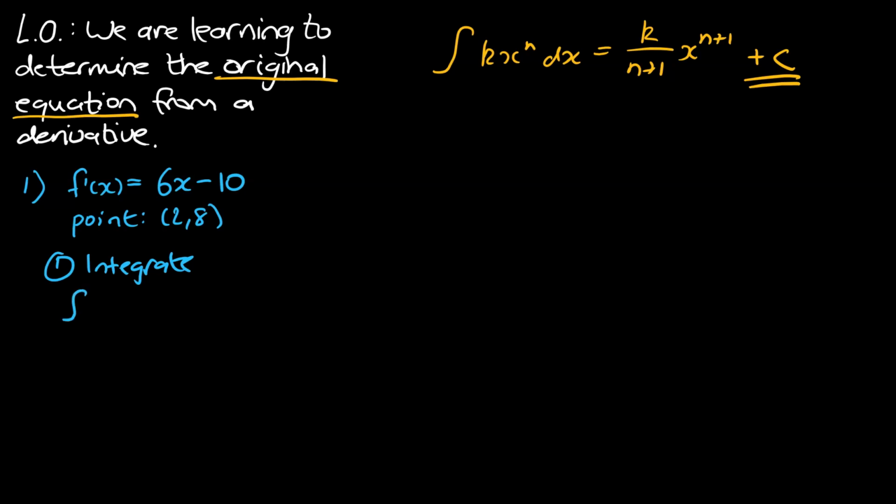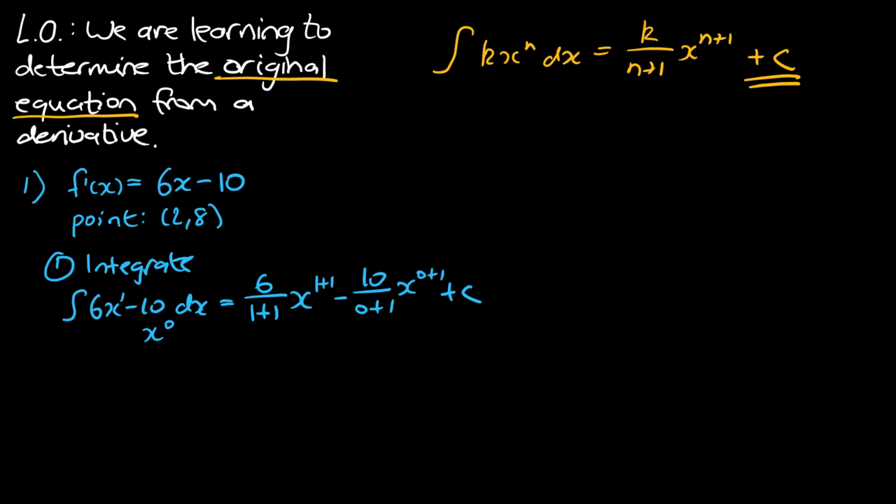We're looking to find the integral of 6x minus 10 dx, and that's going to be equal to 6 divided by 1 plus 1, because the power currently is 1, multiplied by x to the power 1 plus 1. We're then going to go minus 10 divided by 0 plus 1, because this power is currently x to the power of 0 and we're going to add 1 to it, multiplied by x to the power 0 plus 1, and then we're going to add c to that.